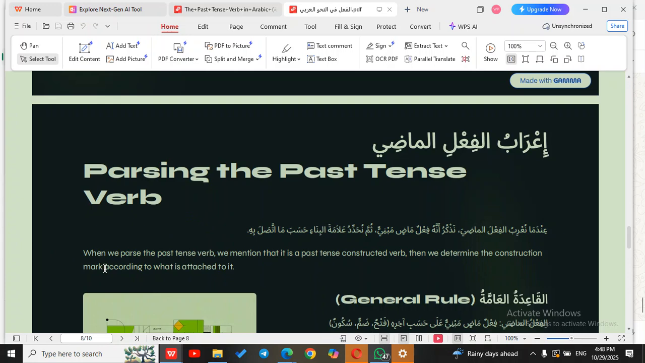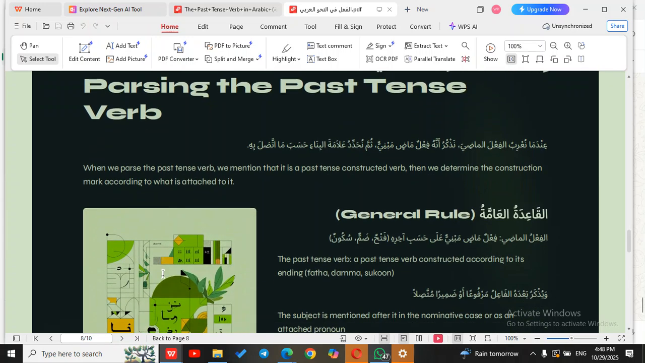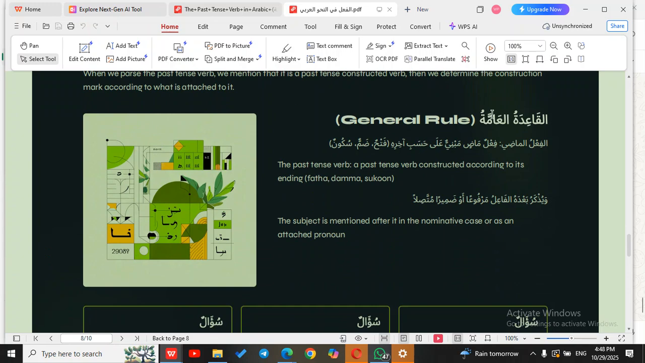When we parse the past tense verb, we mention that it is a past tense constructed verb. Then we determine the construction mark according to what is attached to it. Now, al-qa'ida al-amma, the general rule: fi'l madi mabni ala ma yakun akhiruhu, either mabni ala al-fath, or mabni ala al-damm, or mabni ala sukun. The past tense verb is constructed according to its ending, which is fatha or damma or sukun.